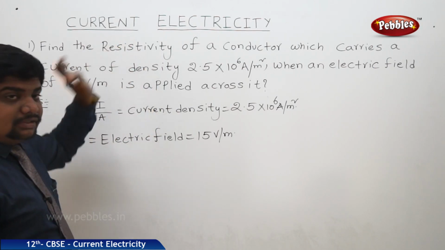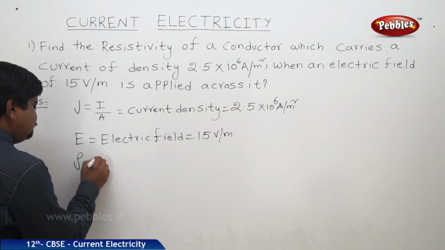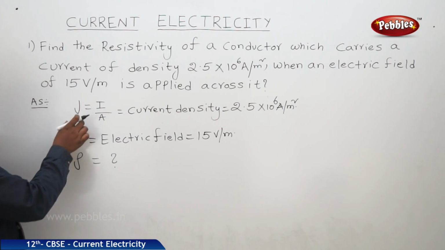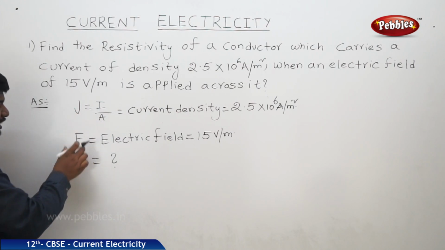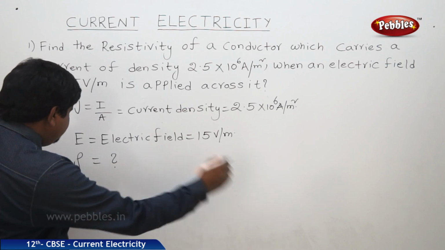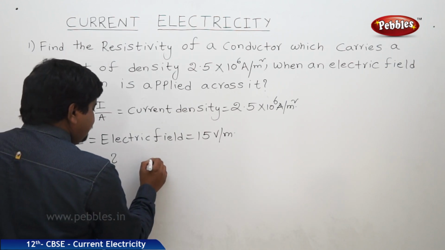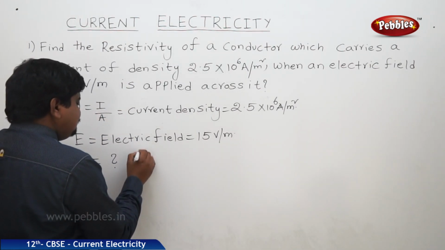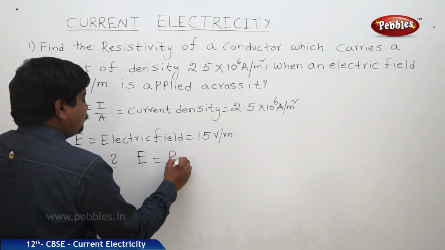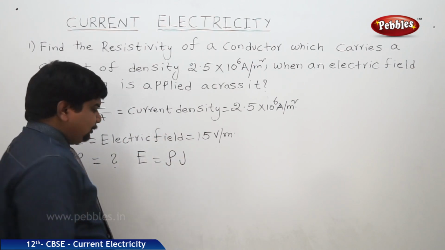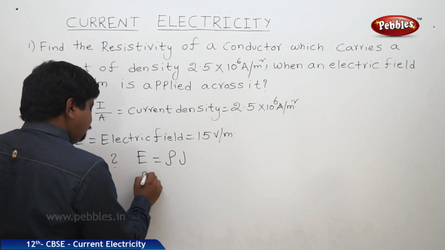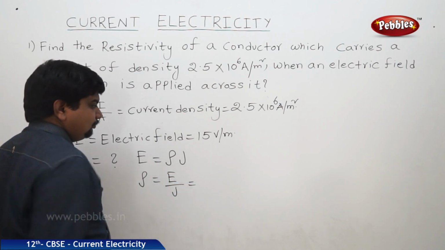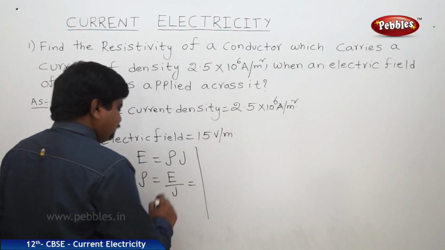What should we find out? Resistivity. Rho is equal to how much? Then try to relate these three physical quantities, J, E, rho. What is the formula? J is equal to E by rho, that is, E is equal to rho J. We should find out rho, therefore rho is equal to E by J. Then we should substitute the values.